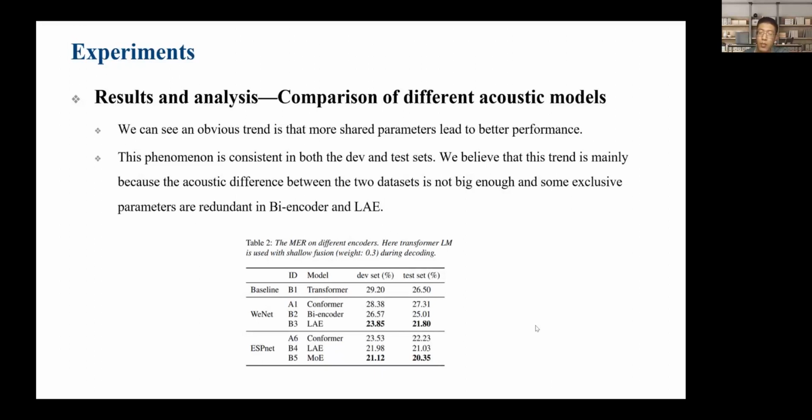Encoder architectures are compared in Table 2. The baseline indicates the result of the official transformer-based baseline. From Table 2, we can see the obvious trend is that more shared parameters lead to better performance. This phenomenon is consistent in both the dev and test sets. We believe that this trend is mainly because the acoustic difference between the two datasets is not big enough and some exclusive parameters are redundant in the bi-encoder and LE.